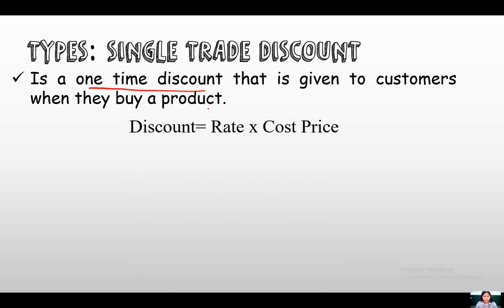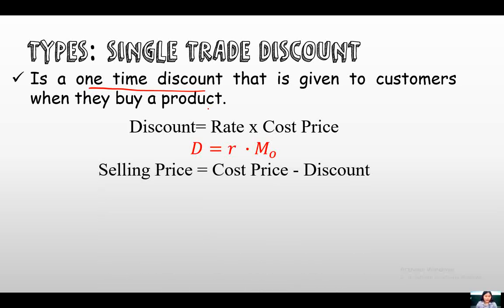First, how are we going to get the discount? We're just going to multiply the rate times the cost price. The rate is denoted by small letter r and the cost price is denoted by M sub O. Just get the product of rate and the cost price, then you already know the value of the discount, which is how much money will be deducted from the original price. So that is discount.